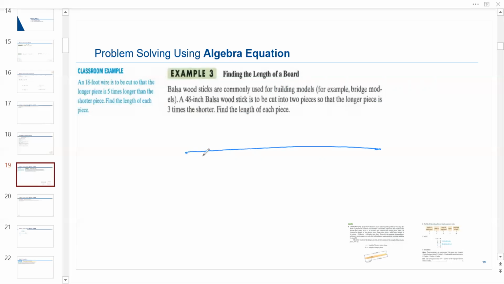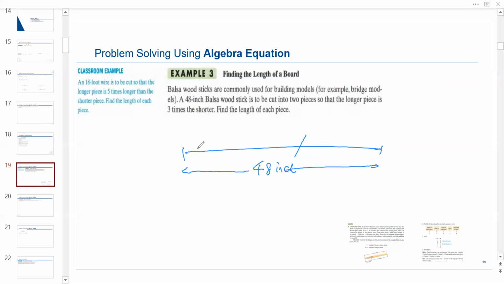So this is a stick. This is 48 inches totally from here to this end. They cut it into 2 pieces, so that the longer piece is 3 times the shorter piece. Find the length of each piece.